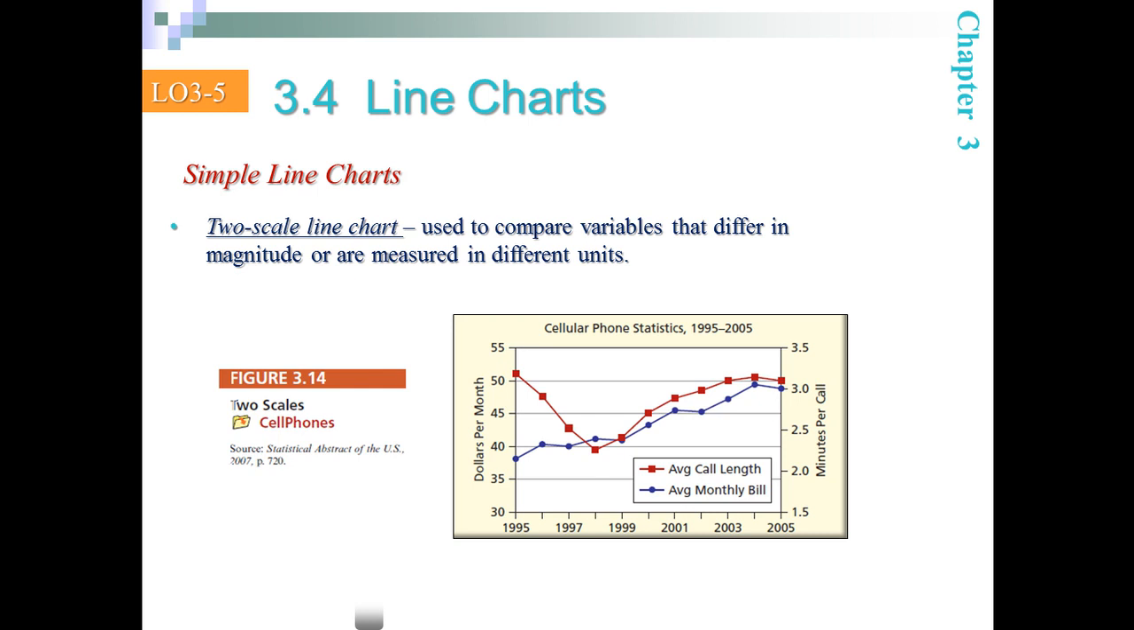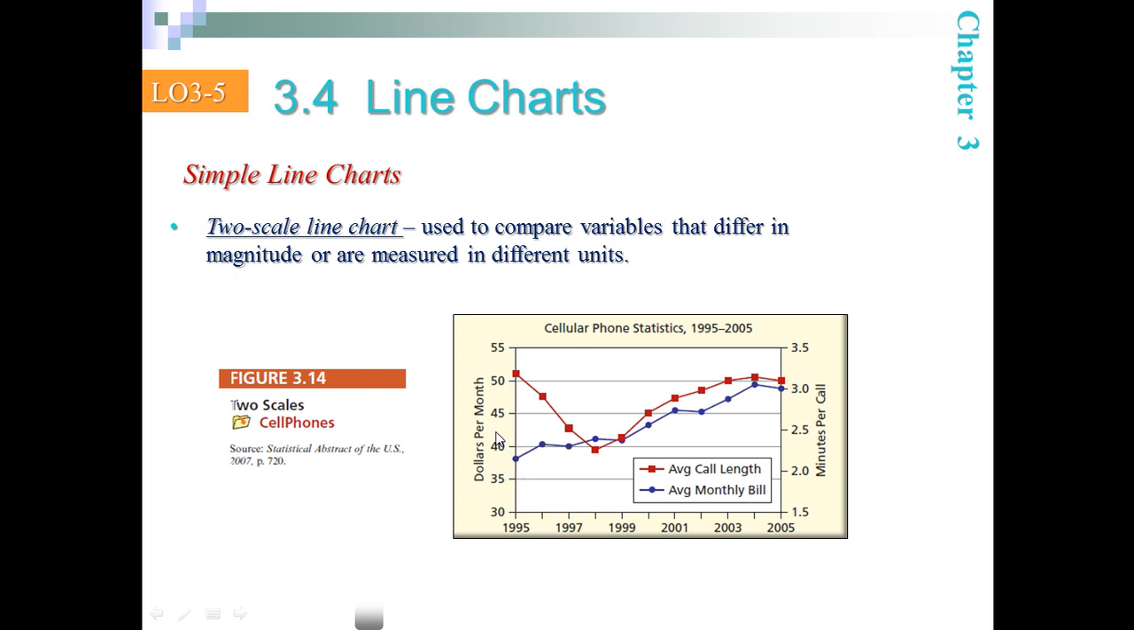Typically, if we're going to do that, we have two different scales. Here you'll notice we've got dollars per month on the left axis and minutes per call on the right axis, and so the red is the average call length, so that's going to be on this axis on the right, and the left is average monthly bill, so that's going to be the axis on the left.